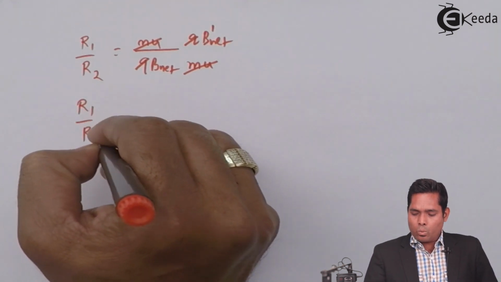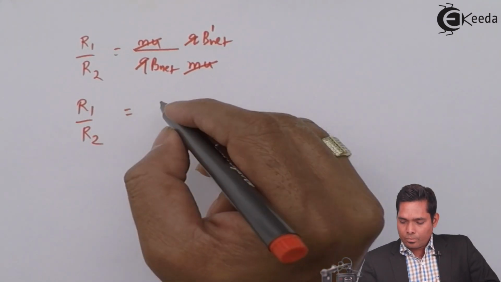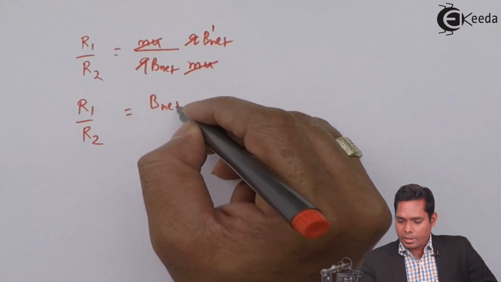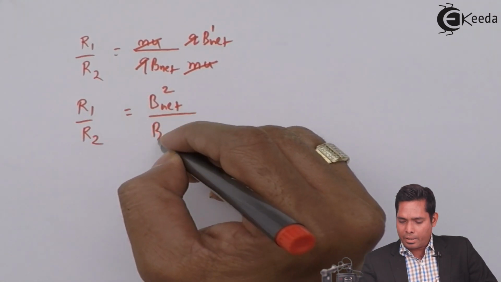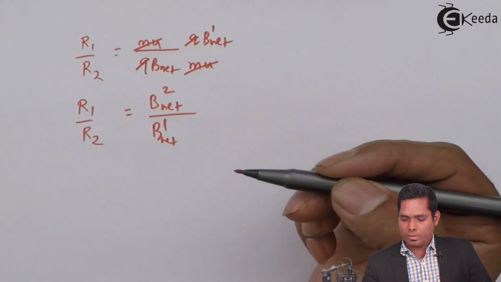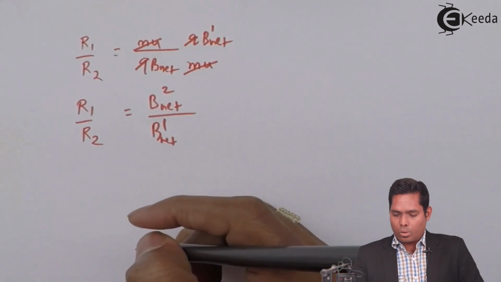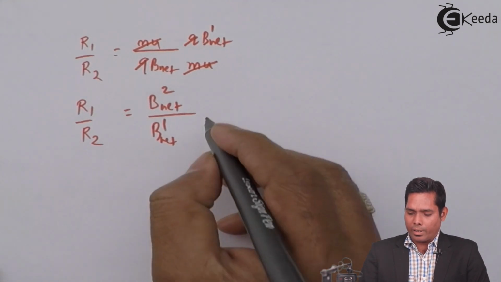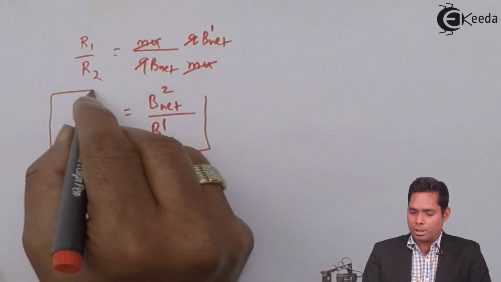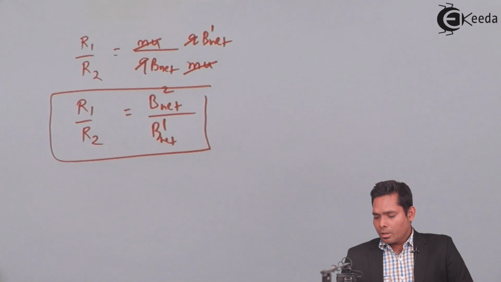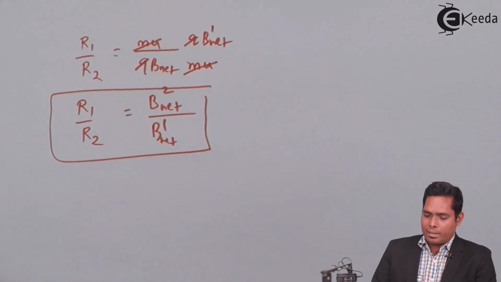R1 upon R2 is B net in the second case divided by B net in the first case. This is not square, it is the second case. So we have to find the first case and second case and put them in this expression to get the answer. Now how to find that?